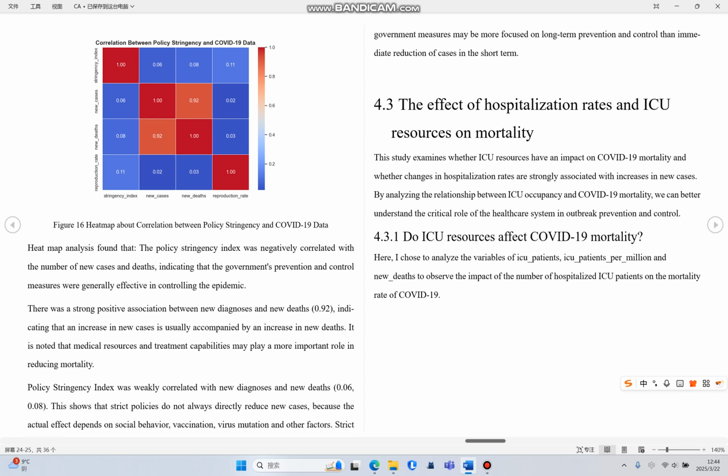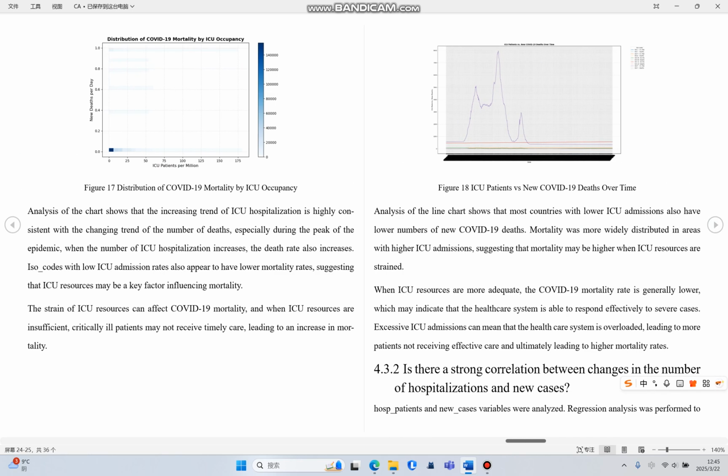For this chart, this heat map shows the correlation between the stringency index and variables such as new cases and deaths. The stringency index is negatively correlated with new cases and deaths, indicating that government measures are effective in controlling the pandemic in the long term. However, the weak correlations suggest that the actual effectiveness of policies depends on factors like public behavior, vaccination, and virus mutation. Okay, let's go to the third part.